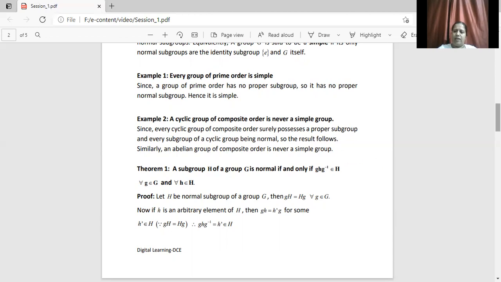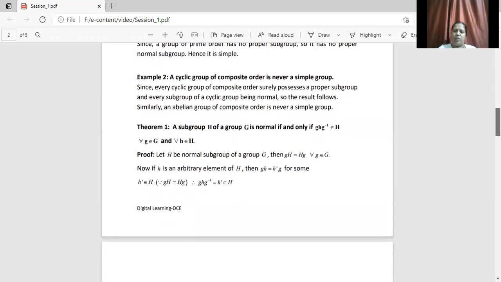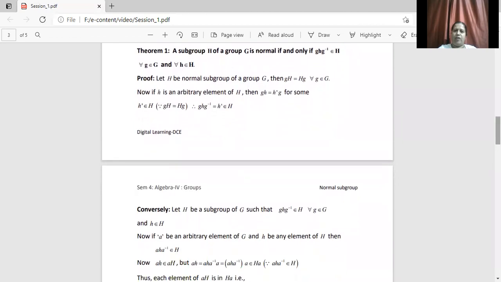Now we'll see some theorems on normal subgroups. Theorem 1. A subgroup H of a group G is normal if and only if ghg inverse belongs to H, for all g belongs to G and for all h belongs to H. So here we have to prove that H is a subgroup of G and it is normal if and only if ghg inverse belongs to H. So we have to prove it in both ways.